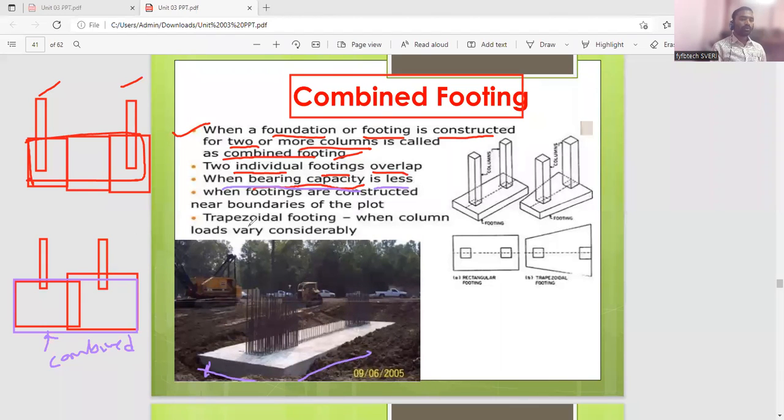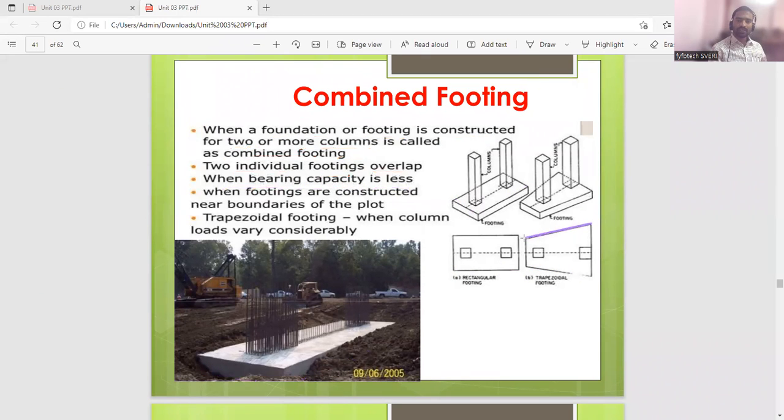In this combined footing there are two types. One is rectangular footing, and one more is trapezoidal footing. In the rectangular footing, the plan is looking like a rectangle shape. In the trapezoidal footing, the plan is looking like a trapezoidal shape. See the shape of the footing. Is it trapezoidal shape? Here it is rectangular shape. That's why it is called rectangular, and this is called trapezoidal.